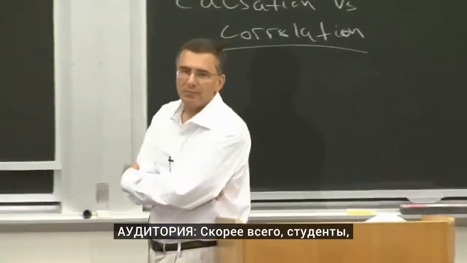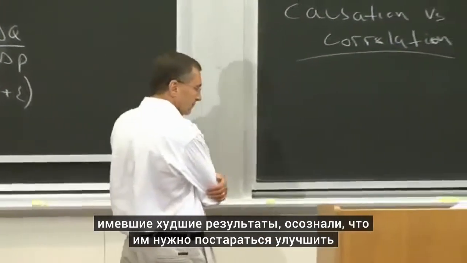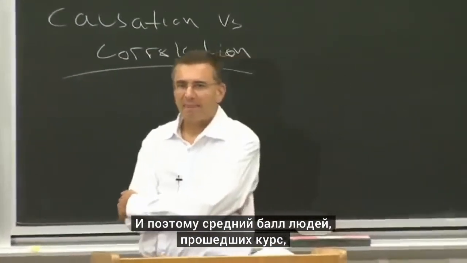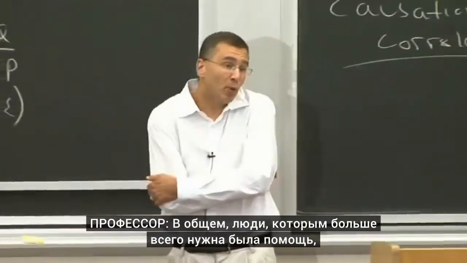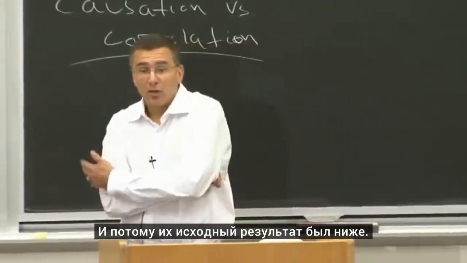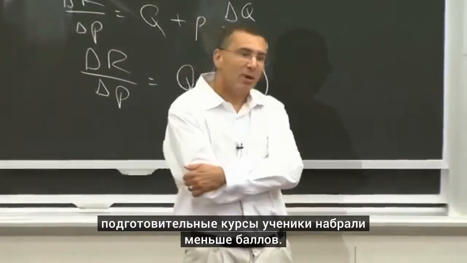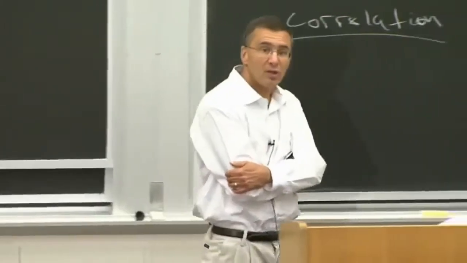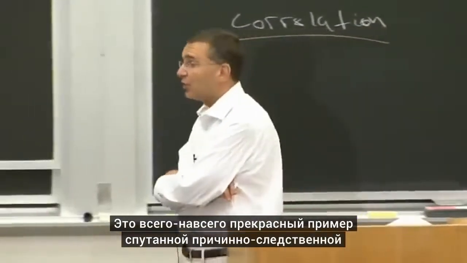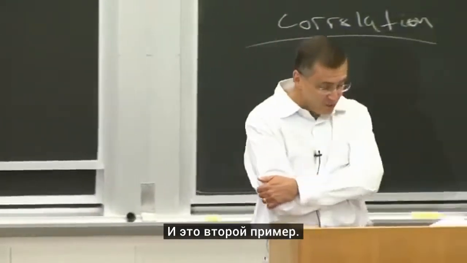Yeah? What had probably happened is the students who got worse scores realized that they wanted to try and improve their scores by taking an SAT prep class. So that's why there was a lower average score for the people who had taken the class. Generally, the people who needed the help the most took the most courses. And so they had an underlying lower score. So in fact, you can't tell anything from the fact that the people who took the prep course scored worse. It's just another excellent example of confusing causation with correlation. Okay? And that's another example.